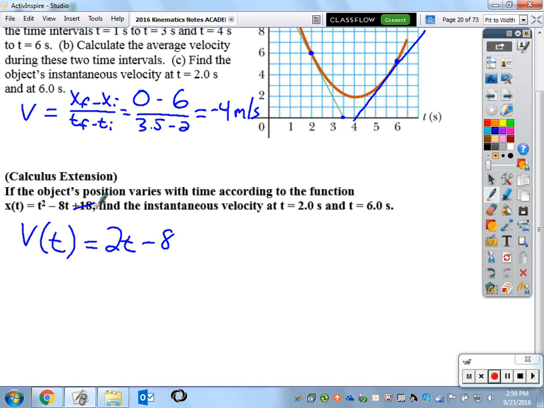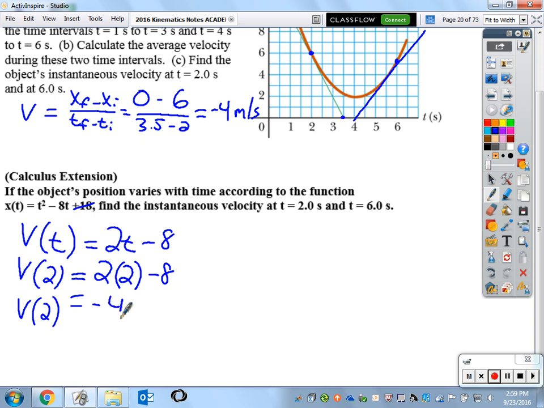So let's do what we need to do. Let's find the velocity at a time of 2 seconds. Well, 2 multiplied by our time of 2 seconds minus 8. Our velocity at a time of 2 seconds. 2 times 2 is 4. 4 minus 8 is? Negative 4. And units, since it is a velocity, meters per second. Now, doesn't this match this? Yes, it's 2 different ways of doing the same thing.